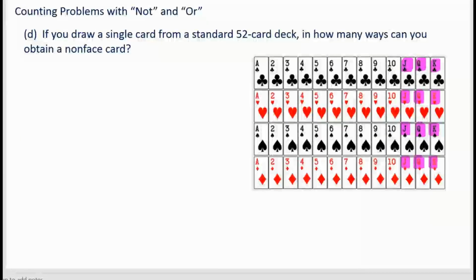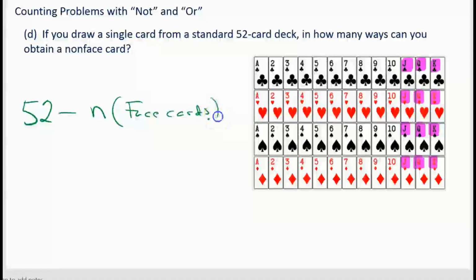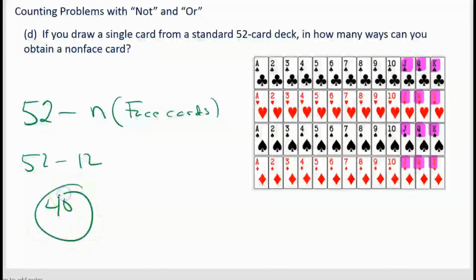So if I rewrite what I had going on, remember we have 52 cards, and we want to subtract out the number of face cards. So I have 52 minus 12, which is going to be 40. Now the other way to do this is just to count the non-face cards. So 1, 2, 3, 4, 5, 6, 7, 8, 9, 10, 11, 12, 13, 14, 15, 16. You see what I'm saying? So there's always a couple ways you can handle this.